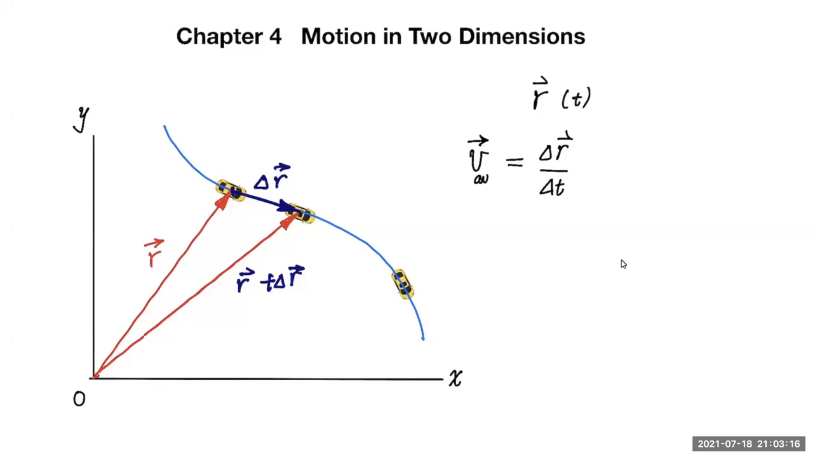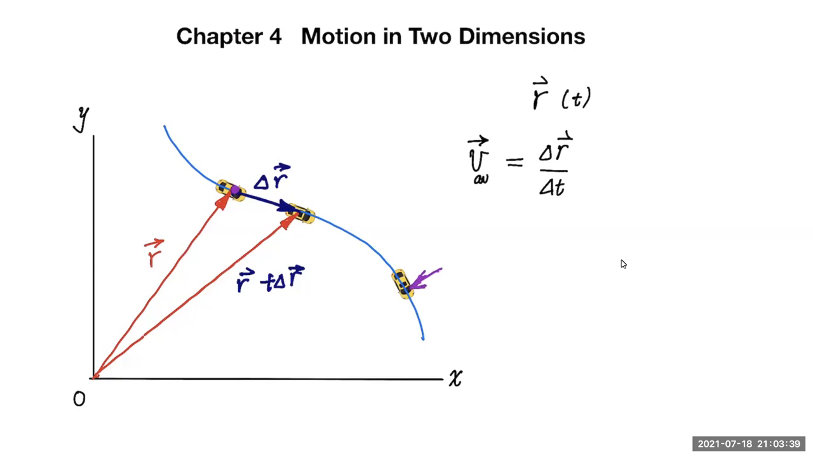But this may not be the case if you consider the car going from here. Let me use a different color. Going from initial position to a further down final position, from here to this point, for example, then, and clearly, as you know, the car went over a curved path.